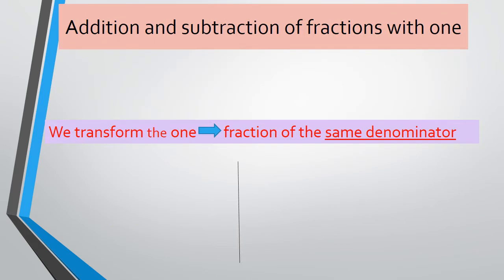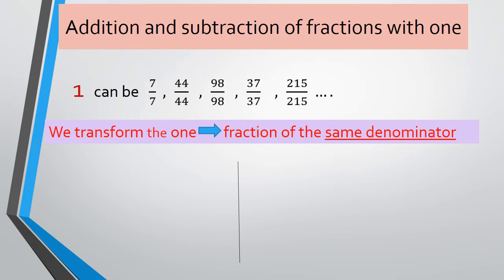If you want to add a fraction to 1, first of all you must know that 1 comes from a full fraction, where the denominator and the numerator are the same. So 1 can be 7 over 7, 44 over 44, 98 over 98, 37 over 37, or 215 over 215. So if we want to add the fraction to 1, first we must transform 1 into a fraction having the same denominator of the fraction.